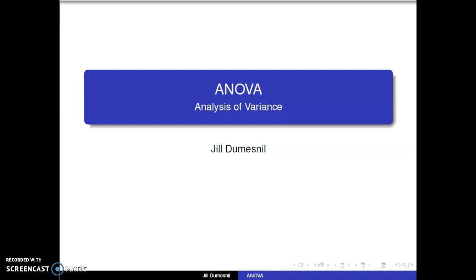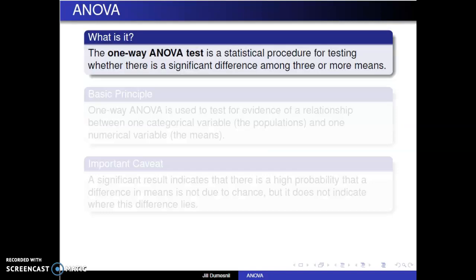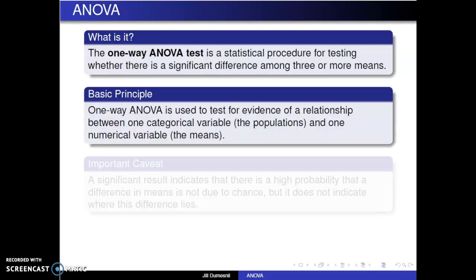In this video, we discuss analysis of variance, or ANOVA. What is ANOVA? The one-way ANOVA test is a statistical procedure for testing whether there is significant difference among three or more means. One-way ANOVA is used to test for evidence of a relationship between one categorical variable, the populations, and one numerical variable, the means.